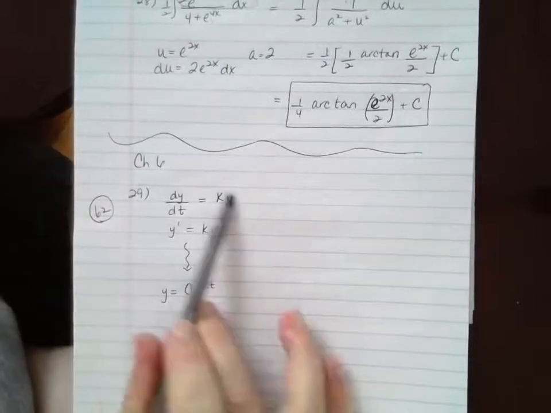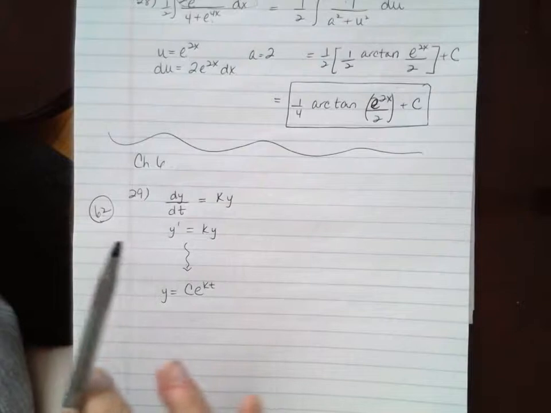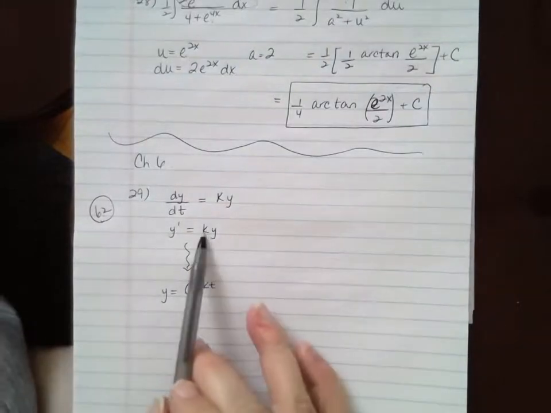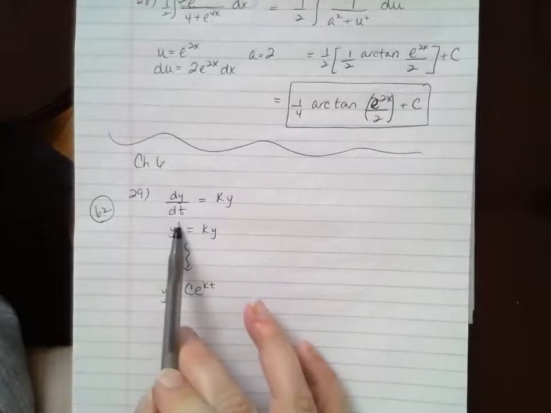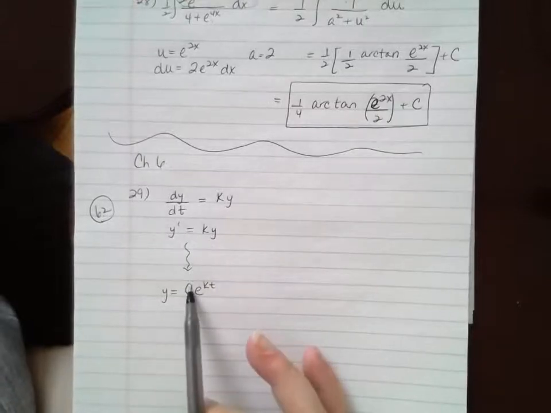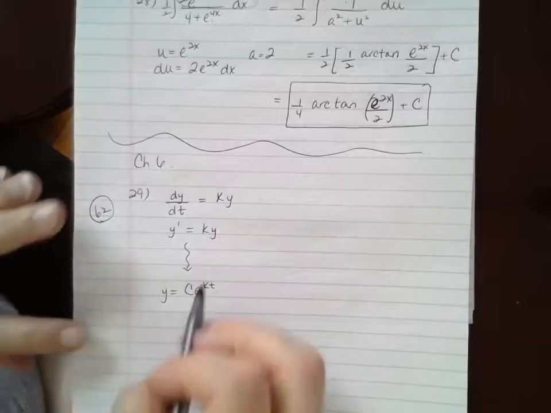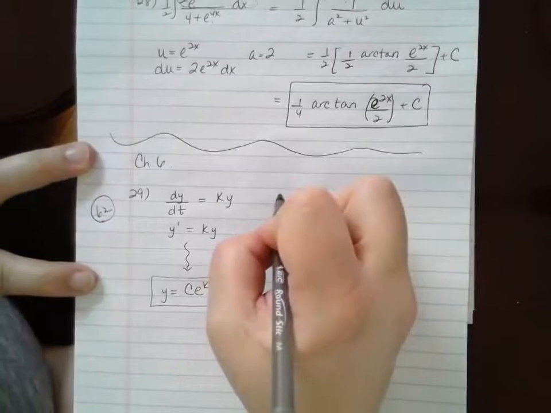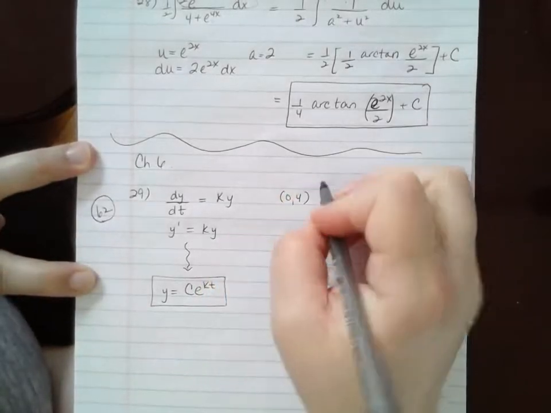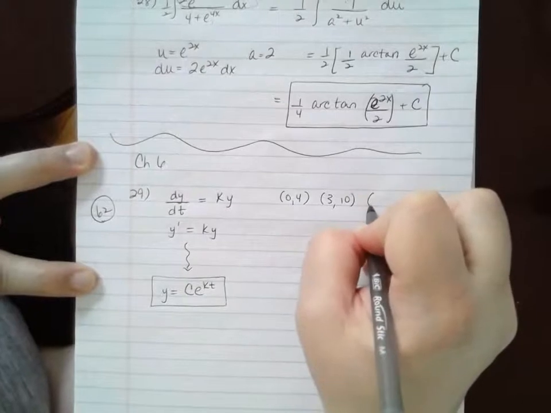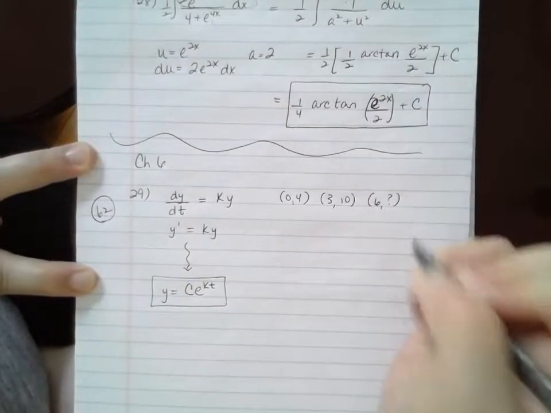Now you don't have to start here every time. You can just assume if they say the rate of change is proportional, again, that's what it means to be proportional, rate of change means derivative, that when you integrate it, this is what you're going to get. So if this is the case, then this is the formula we're going to use with our data points. We've got 0, 4, we've got 3, 10, and we're trying to figure out 6, question mark.